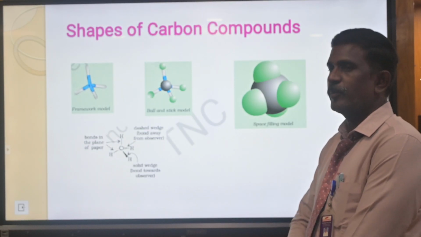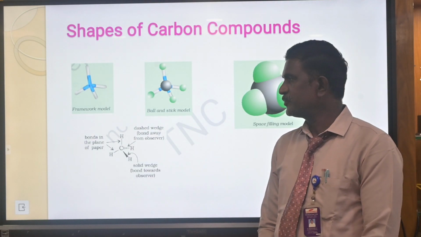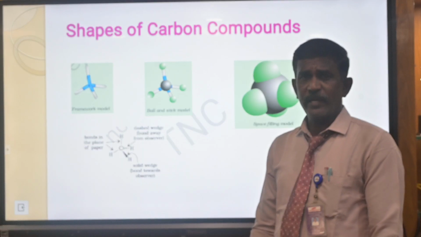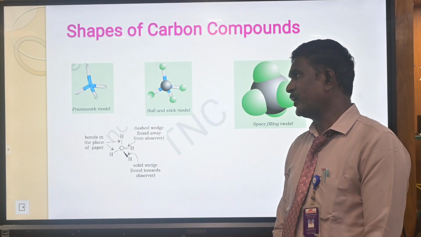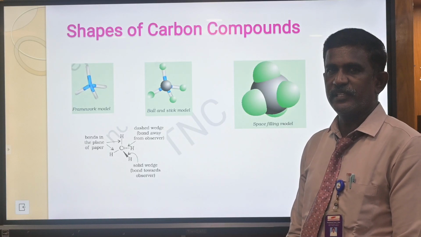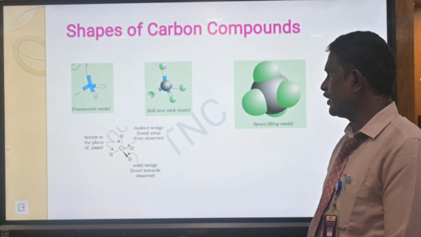Apart from tetrahedron geometry, carbon can also make trigonal planar geometry and linear geometry, which depends on the type of hybridization involved in the carbon atom.